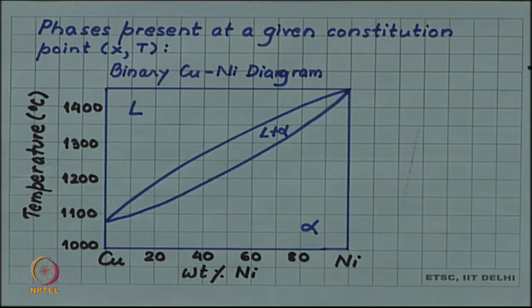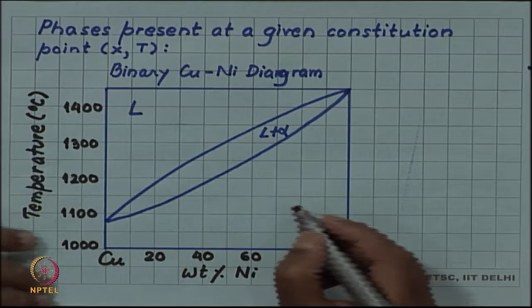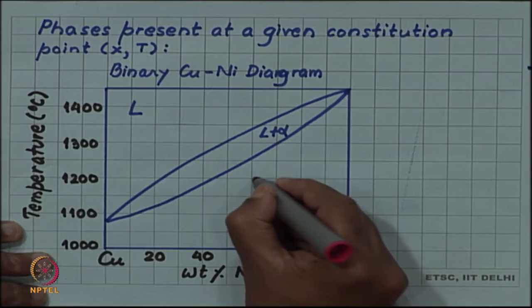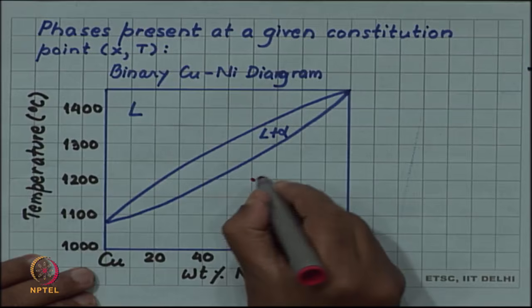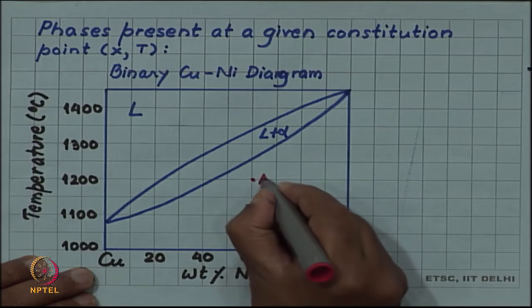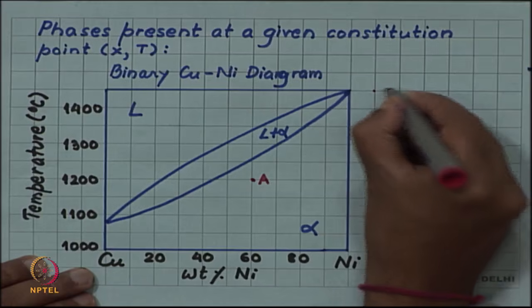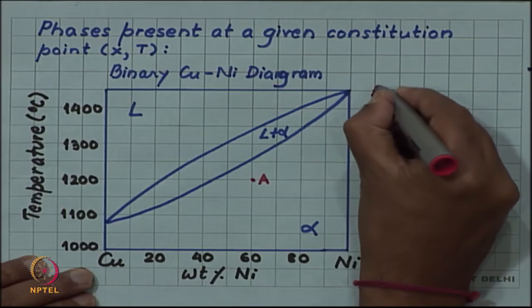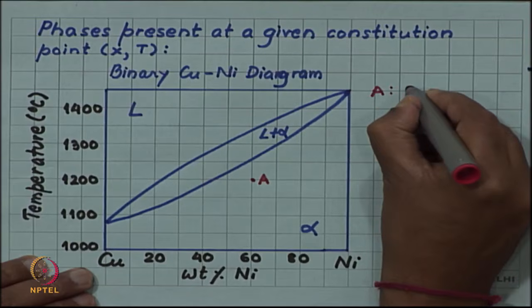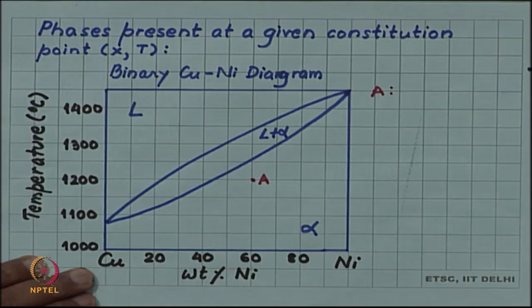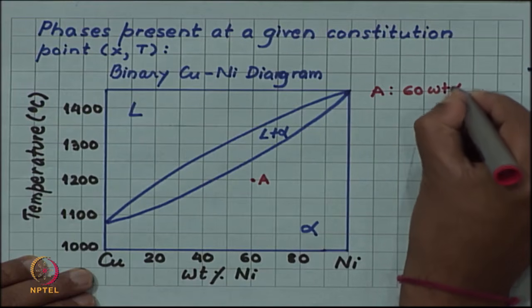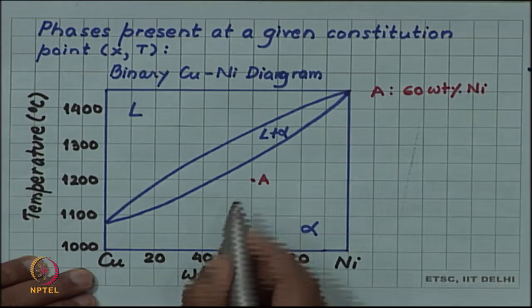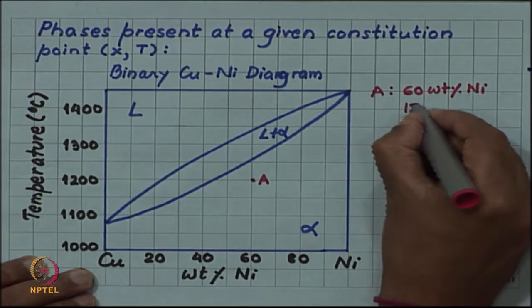Then depending on where my constitution point is. So, for example, if I look at, let us say, this point, let me call this point A. Point A, first of all, if I look at its x component, that is 60 weight percent nickel. So, this means it is an alloy of 60 weight percent nickel, and if I look at the y coordinate, it is 1200 degrees Celsius.